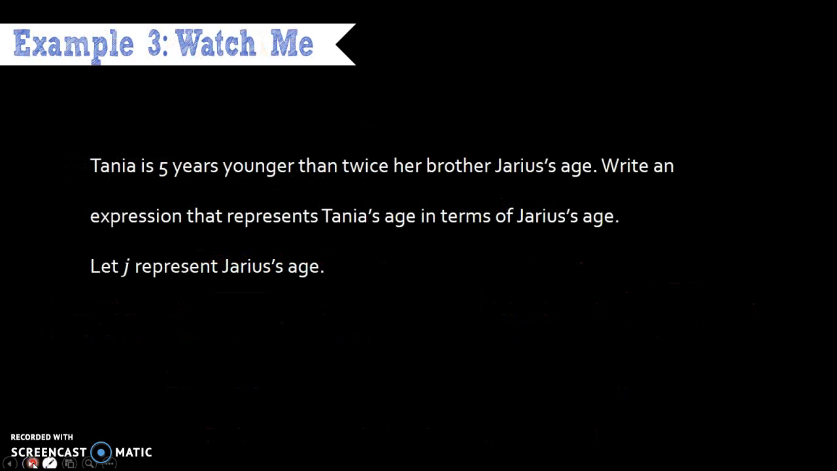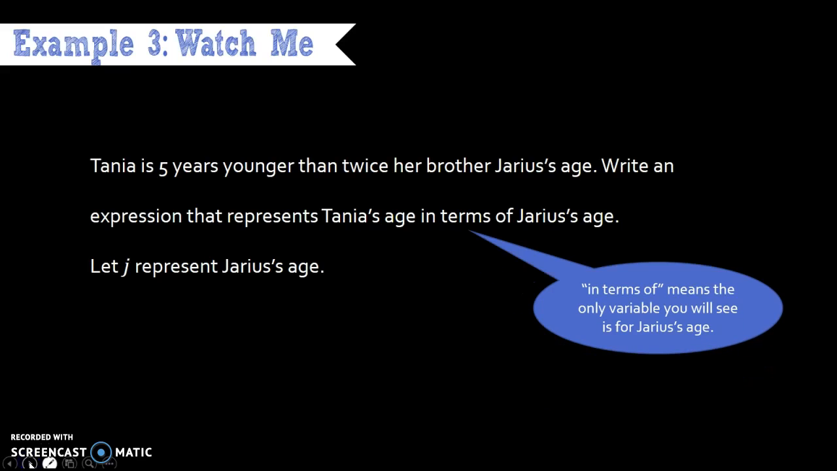Let's try an example. Tania is 5 years younger than twice her brother Jarius's age. Write an expression that represents Tania's age in terms of Jarius's age. Let J represent Jarius's age. In terms of is something that you may not have seen before. That just means the only variable we're going to have in our expression when we're done is the one for Jarius's age. So J is going to be the only variable that we see.